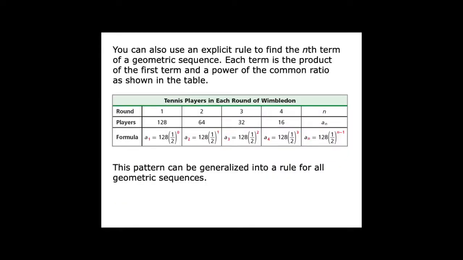You can also use an explicit rule to find the nth term of a geometric sequence. Each term is the product of the first term and a power of the common ratio as shown in the table. So this table would be a good thing to write down just to help you go through this.